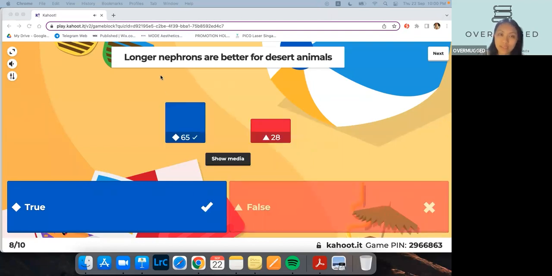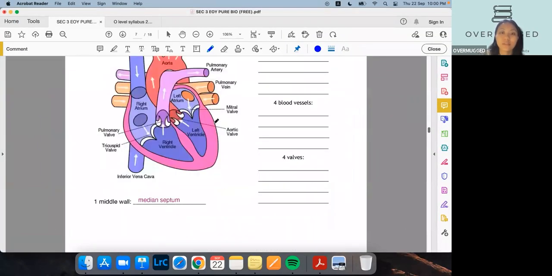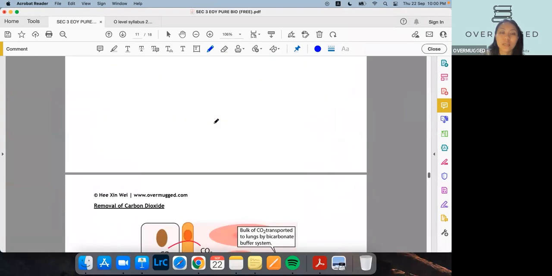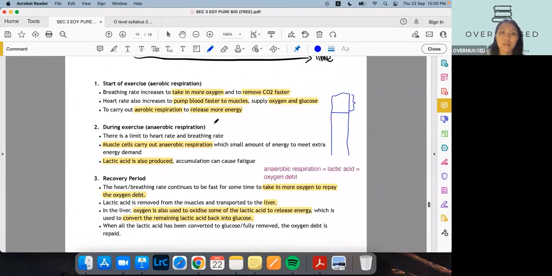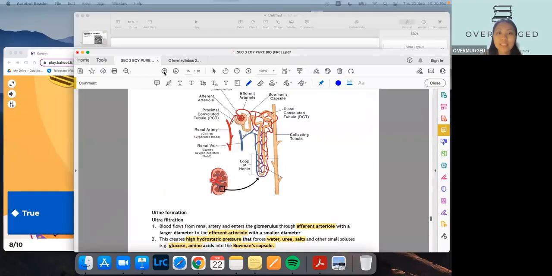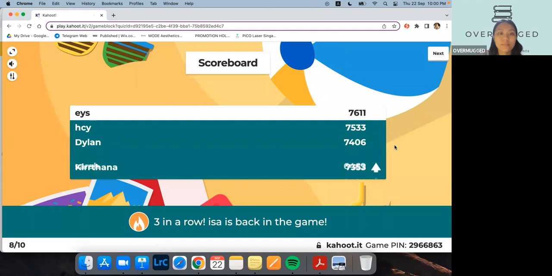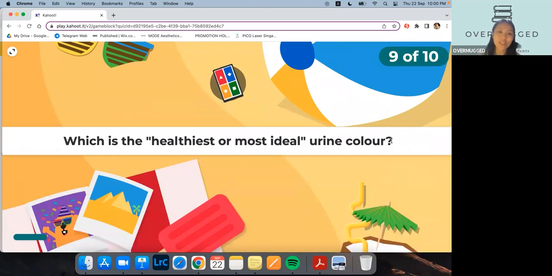Yep, longer nephrons. Nephrons look like this. Having longer nephrons means more reabsorption of water throughout the whole proximal convoluted tubule, loop of Henle, distal convoluted tubule, and collecting tubule. So it is better because more water will be retained in those desert animals. Wow, okay. Two more questions.